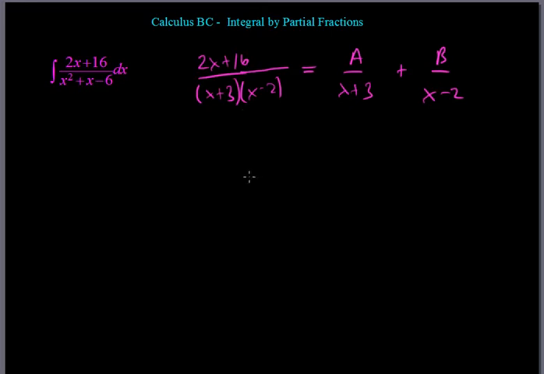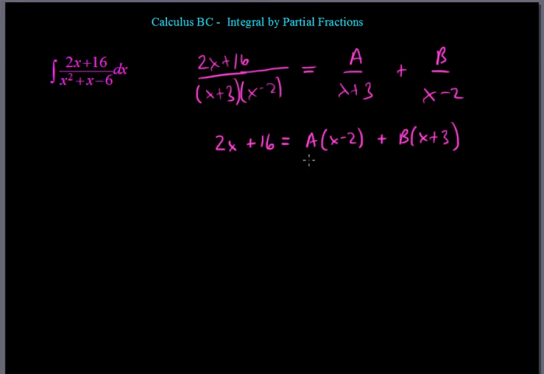Seems like my handwriting is extra sloppy today. So now what we need to do is multiply through by the common denominator. You'd get 2x plus 16 equals A times (x minus 2) plus B times (x plus 3).